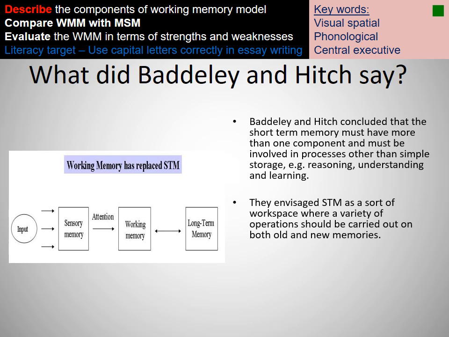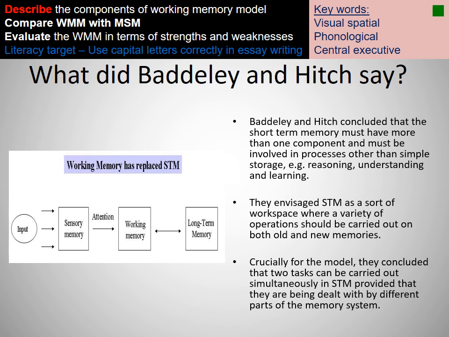They suggested that short-term memory is almost like a workspace where lots of different operations are carried out in order to ensure old and new memories are encoded. Crucially for the model, they said that two tasks can be carried out simultaneously in the short-term memory, which suggested that there were different parts of the short-term memory, and that explained why two different tasks could be completed at the same time.